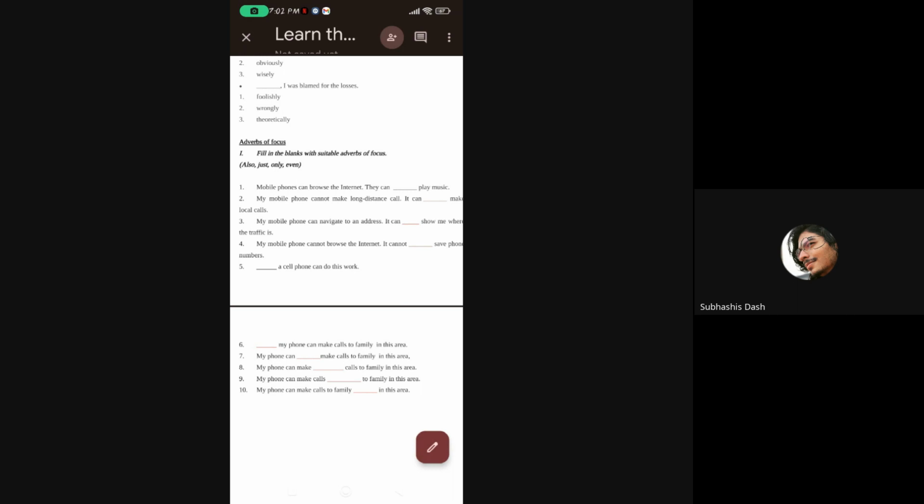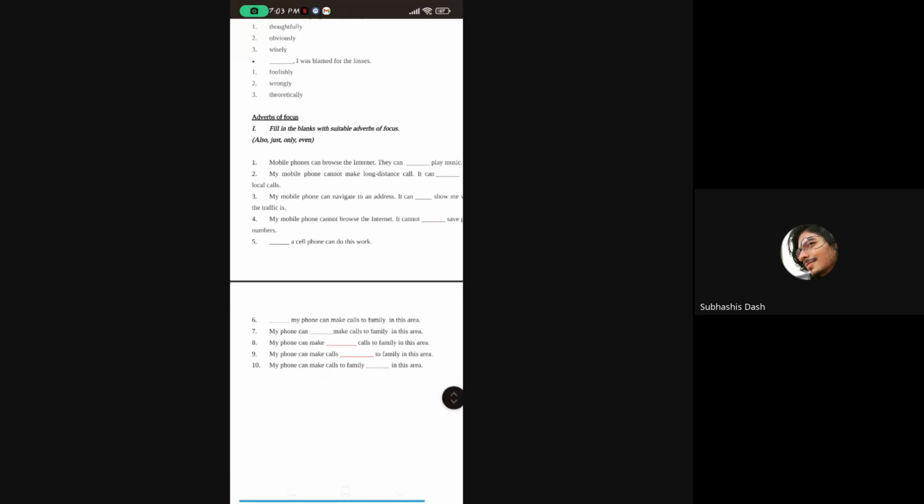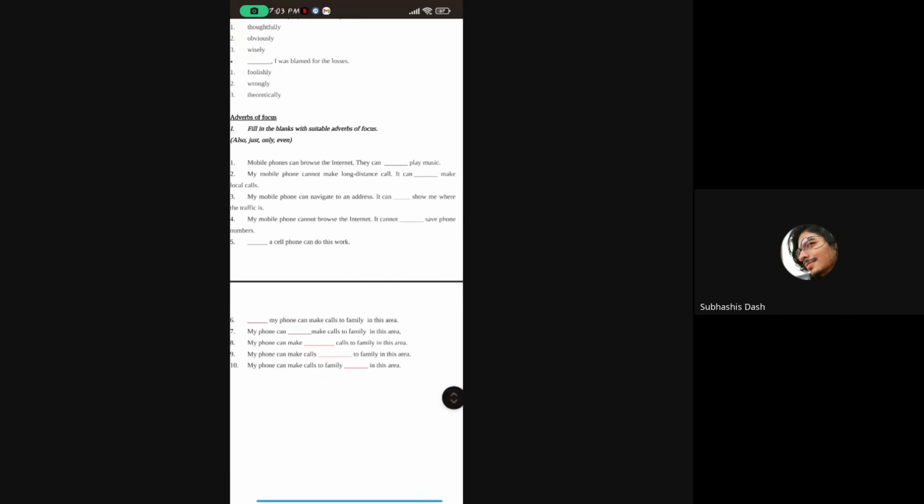So also, just, only, even are the most commonly used focus adverbs, but you have many more than that. For example, either or, neither nor, all of them can function as focus adverbs, but the more commonly used ones would be also, just, only, and even. And I think for your purpose, this is the one included.